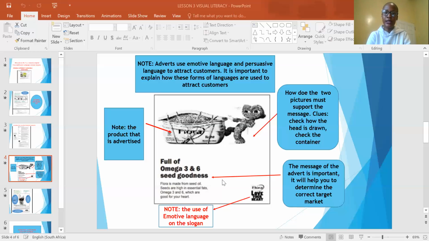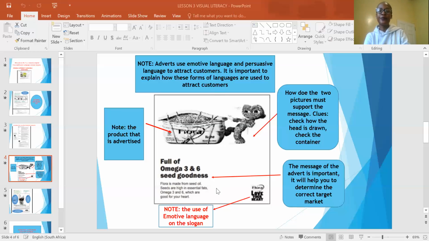Now, as I was going to the message, remember earlier on when I started, I said it is important for you to study that there must be a correlation between the picture used and the message. Now, when I read the message, it says full of omega-3 and 6. And when I look at the image, I see a container of Flora filled up with seeds. So therefore, the picture helped to support the message that the product is packed, if not full, of seeds, or omega-3 and 6 seeds. I can see that by looking at the container of Flora.